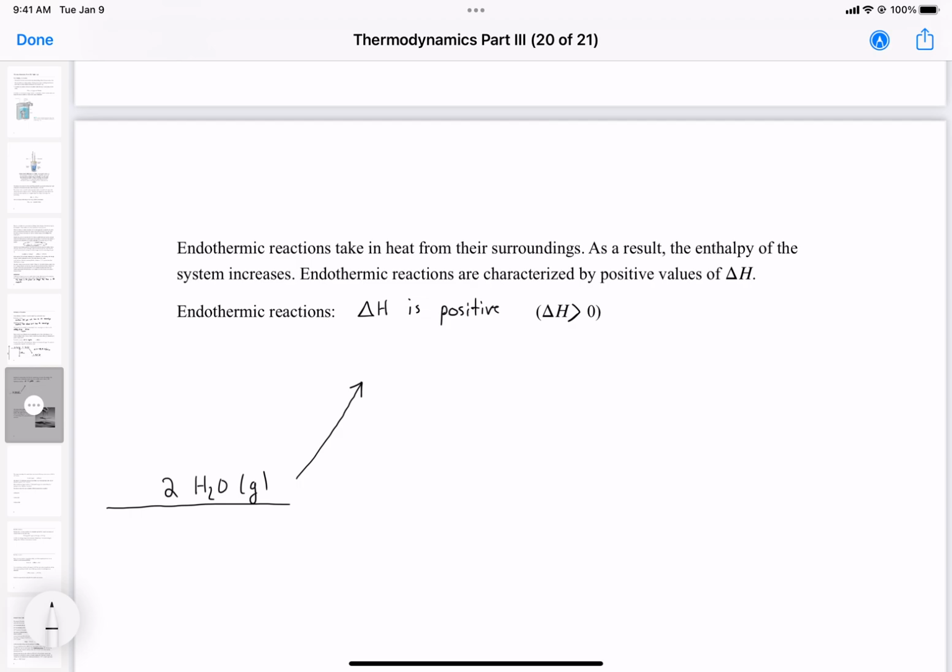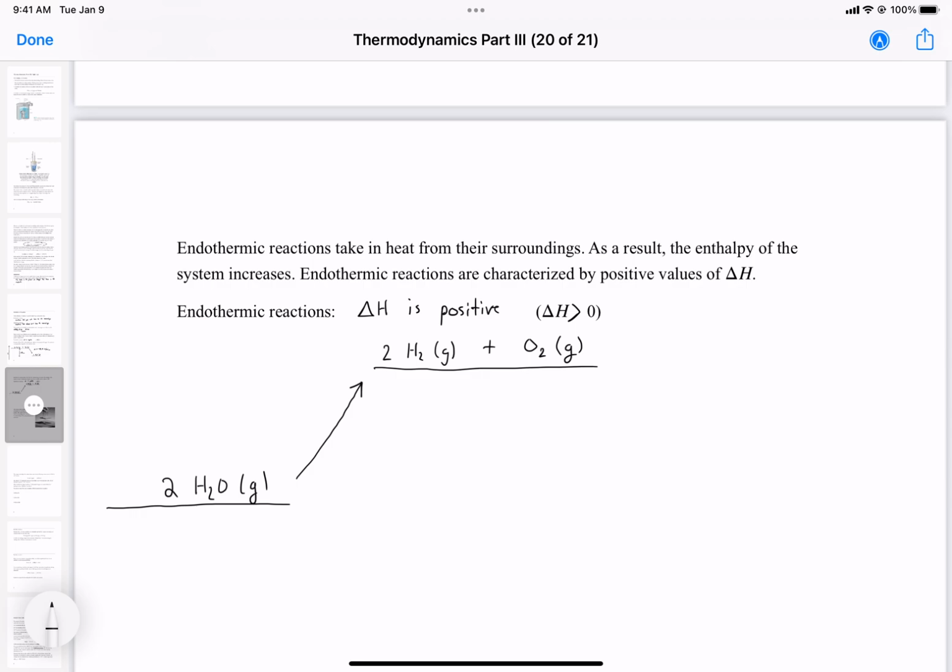And that's usually very hard to do because your products are higher in energy, as I'm drawing right now, than your reactant. So it makes it hard to do this reaction without what we call a catalyst. A catalyst is a chemical substance that makes your reaction go faster by providing some alternate pathway that is lower in energy. So it takes less energy to start the reaction.